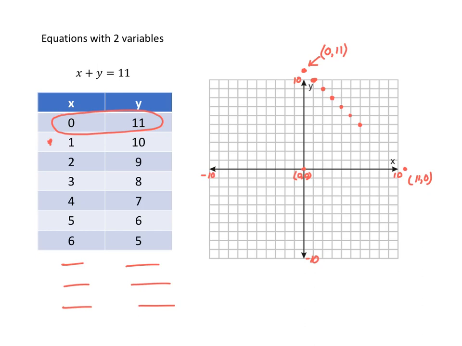Since these all line up in a straight line when we graph them, I'm going to go ahead and connect them, because when I connect them, what I'm doing is including all of the fraction and decimal values in between. I'm going to put arrows on the ends because that includes all of those positive and negative numbers that we could have for x and y. And so that graph represents our infinite number of solutions.